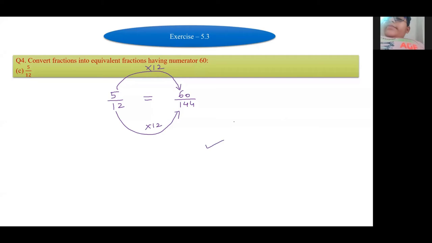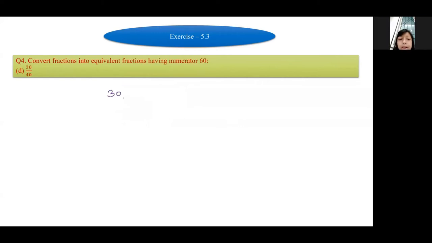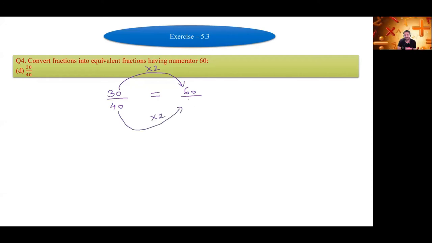Yes, Tanishka Jain. Yes, sir. Convert fraction into equivalent fractions having numerator 60, 30 upon 40. So, sir, we will multiply 30 by 2, not 20. 30 twos are 60. And 40 by 2, so it will come 80. Sir, it will be 60 upon 80. Correct. Okay, mute yourself. Yes, Soham Rathod, next one.